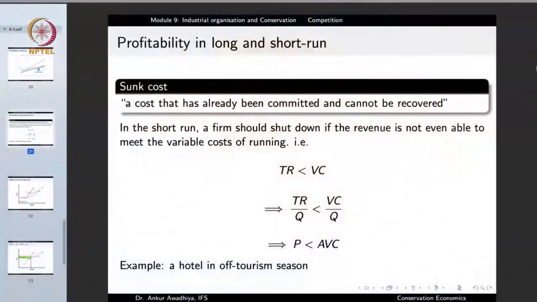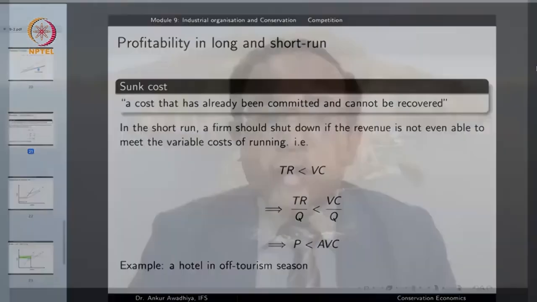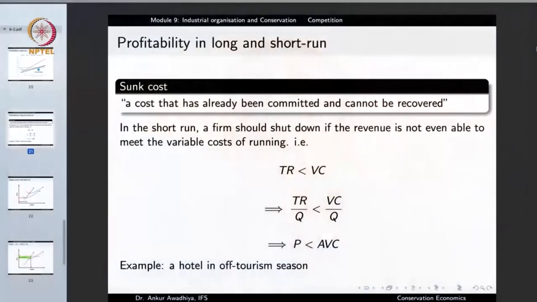So in the short run, the firm should shut down if the revenue is not even able to meet the variable cost of running, which is like the variable cost of paying the wages of those workers that are involved in cleaning of the premises or making and serving the food. Now in the off season, in the off tourism season, we should have at least that much amount of profitability that we should be able to meet the cost of these people, the variable cost of the firm.